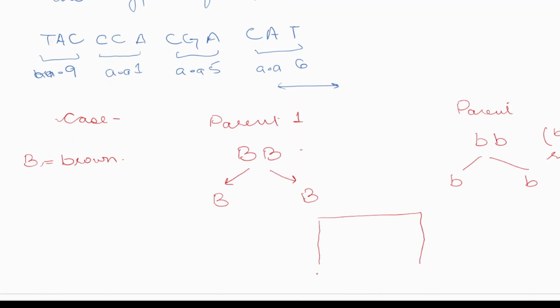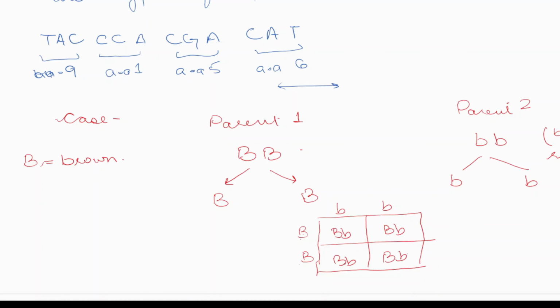We'll make a square, and on this square we have to write the alleles. Let's write parent 1 alleles here and parent 2 alleles here. Now let's combine. It would be capital B small b, capital B small b, again capital B small b, and capital B and small b.